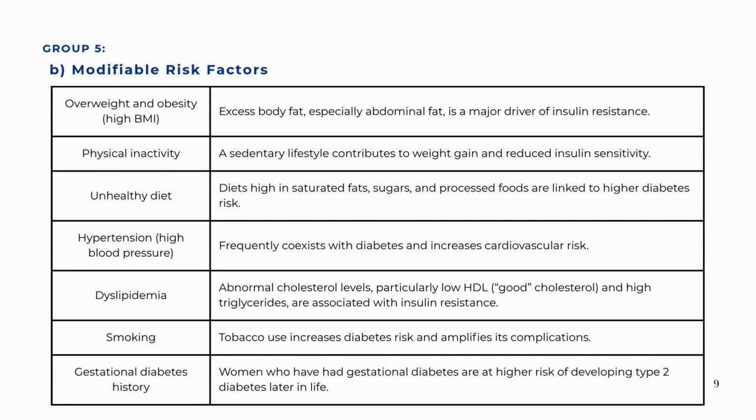An unhealthy diet, high in saturated fats, sugar, and processed foods, is likely to raise diabetes risk. Hypertension frequently coexists with diabetes and increases cardiovascular risk. Dyslipidemia, abnormal cholesterol levels, particularly low HDL or good cholesterol and high triglycerides, is associated with insulin resistance. Smoking and tobacco use increase diabetes risk and amplify its complications.